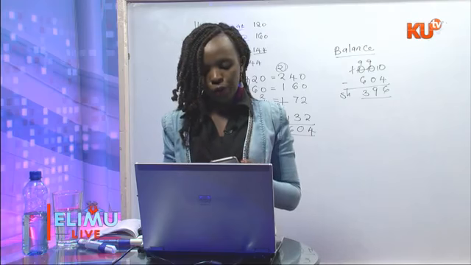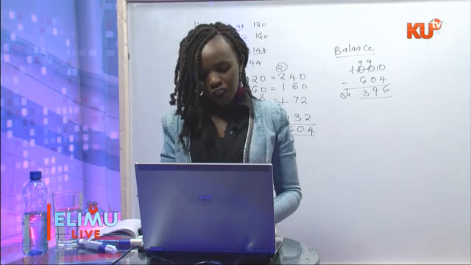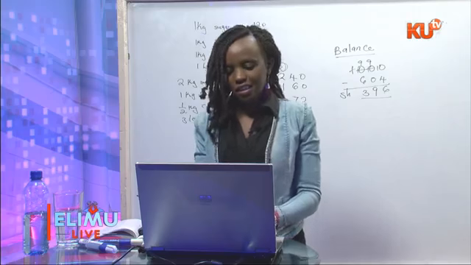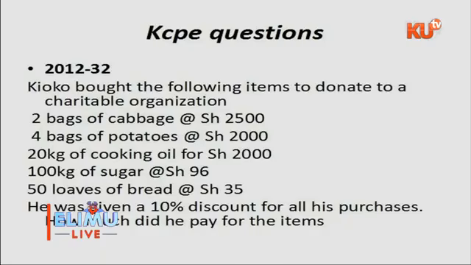So I want us to skip and go to year 2012, question number 32. Question number 32 for 2012 reads, Kioko bought the following items to donate to a charitable organization. 2 bags of cabbage at 2,500 shillings. 4 bags of potatoes at 2,000 shillings. 20 kgs of cooking oil for 2,000. 100 kgs of sugar at 96 shillings. 50 loaves of bread at 35 shillings. Then he was given a 10% discount for all his purchases. How much did he pay for the items?